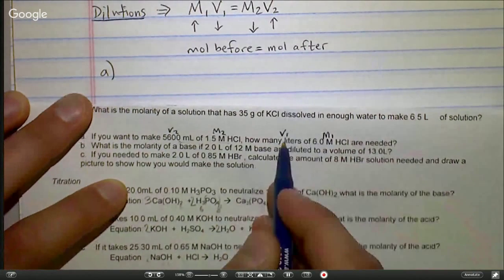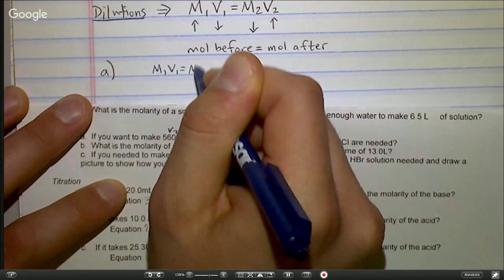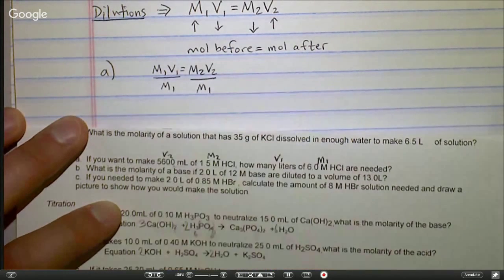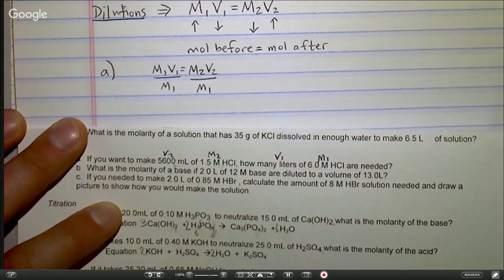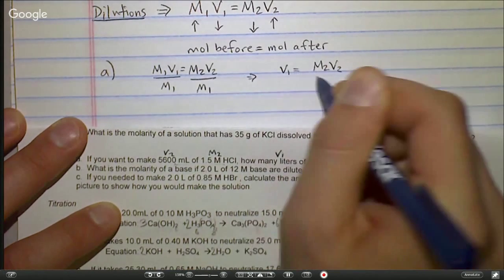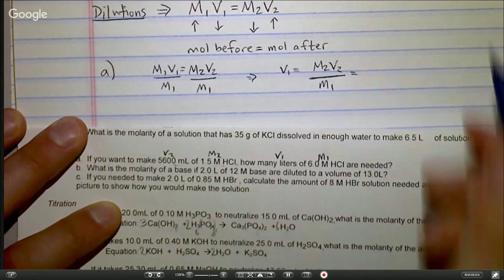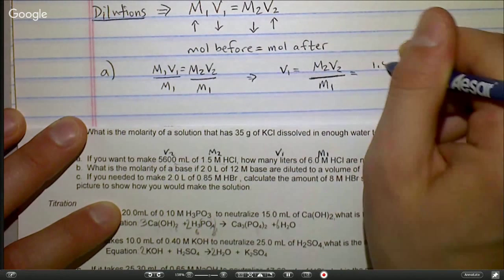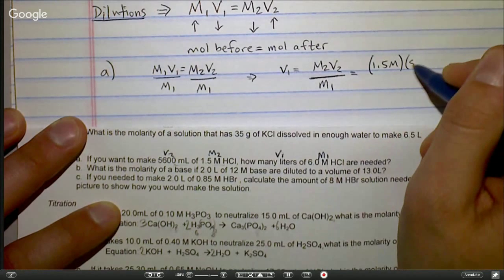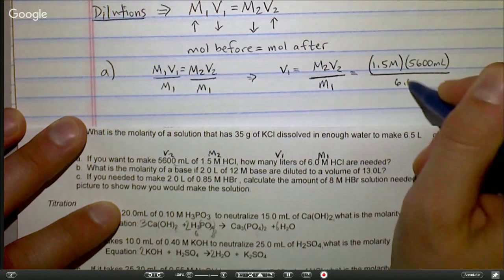So we're trying to find V1. So we have our equation. You guys know that I like to manipulate my equation first and then solve. So this shows that V1 is M2 times V2 over M1. And then plug in the values that you're given. M2 is 1.5 molar. V2 is 5,600 milliliters. And M1 is 6 molar.